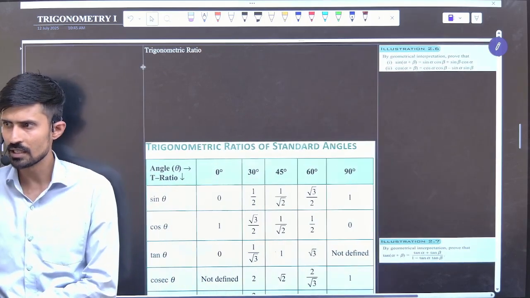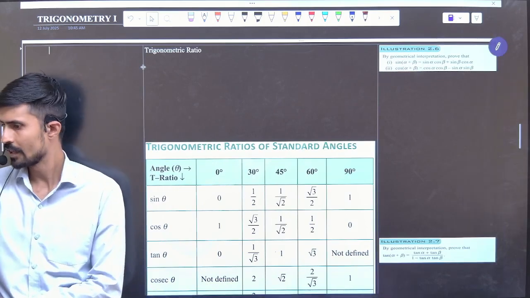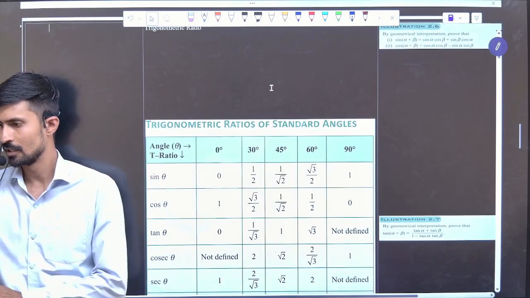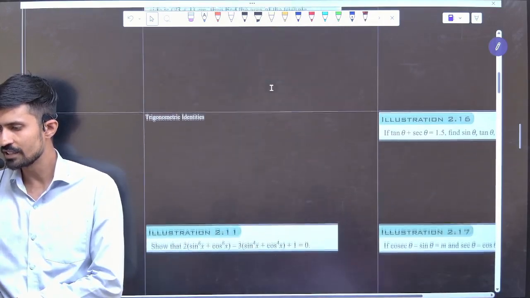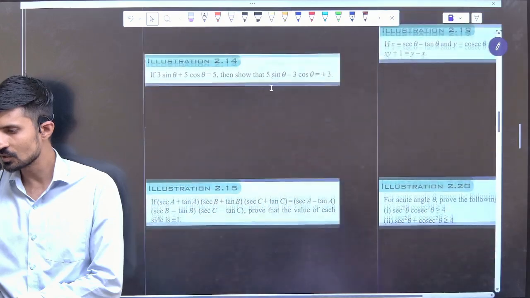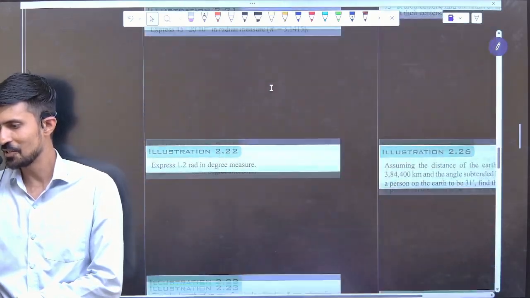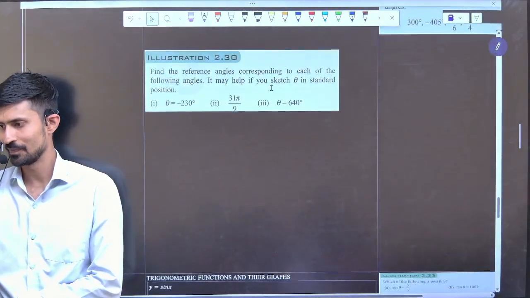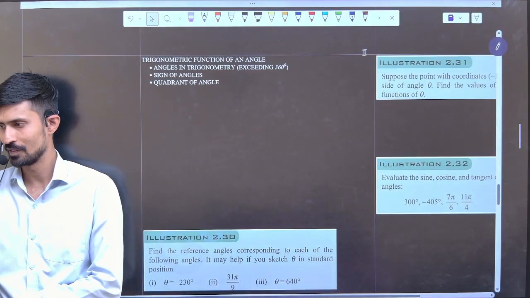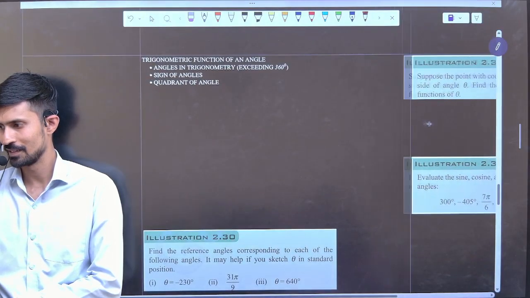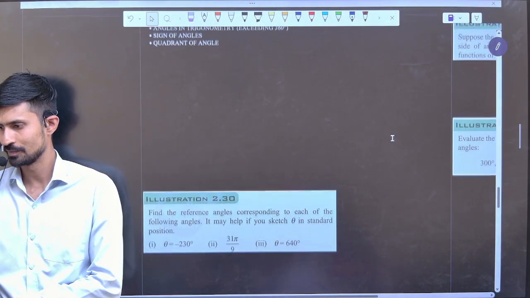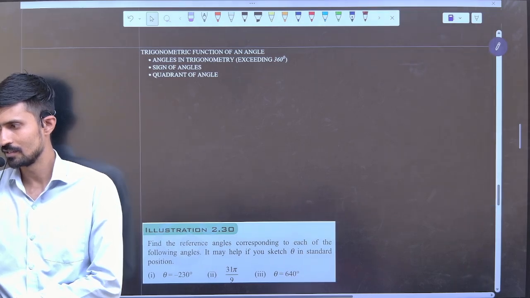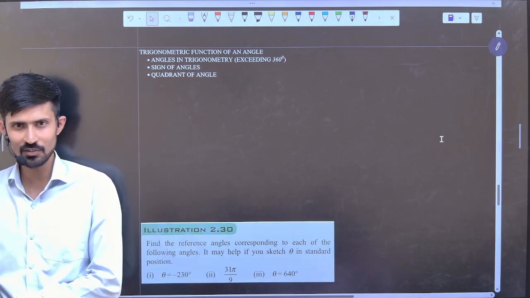Visible? Yes, visible. Visible, na? Why are you teasing Yaswant? Yaswant is such a sweet boy, and you are teasing Yaswant. You all are jealous of Yaswant.